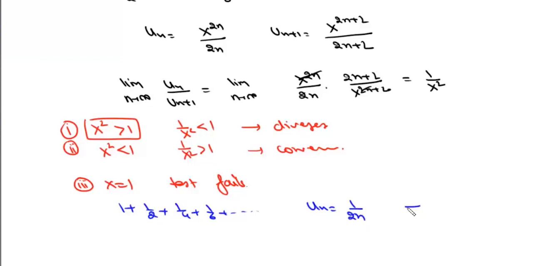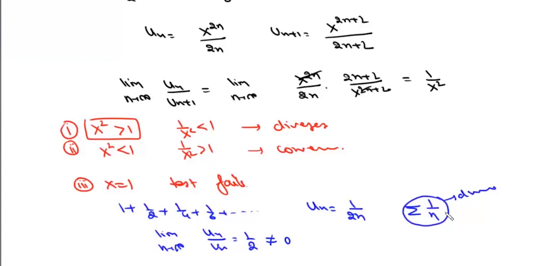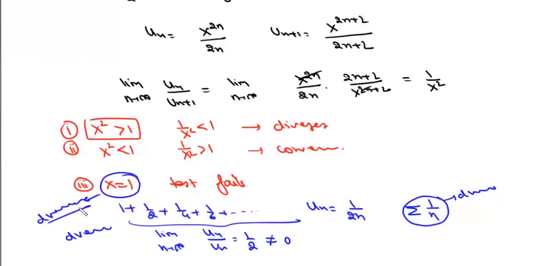And if we take another series, which is the harmonic series, summation 1 by n, then this limit n tends to infinite un upon bn will be 1 by 2, which is unequal to 0 and finite. That means the behavior of both the series will be the same. Now we know that this harmonic series diverges. So at x equal to 1, this series is a divergent series.